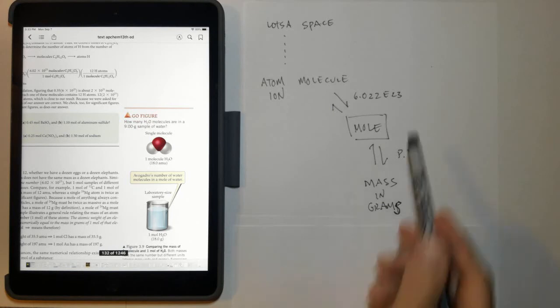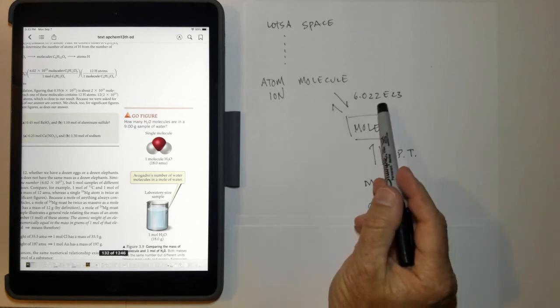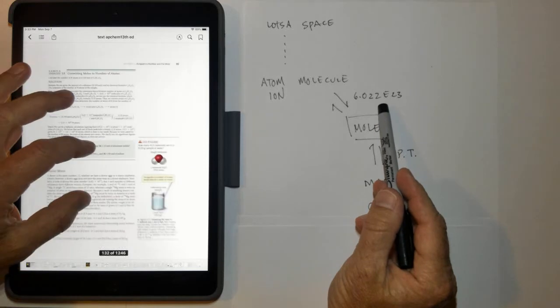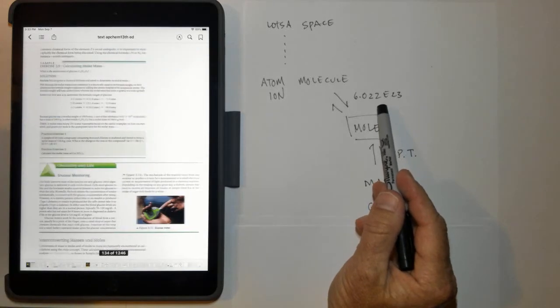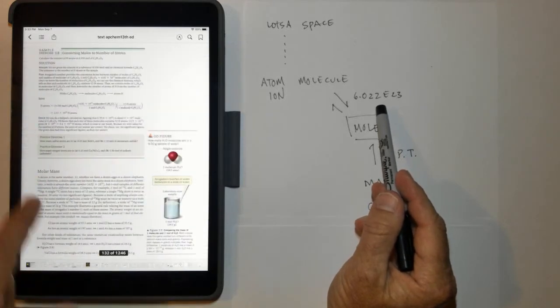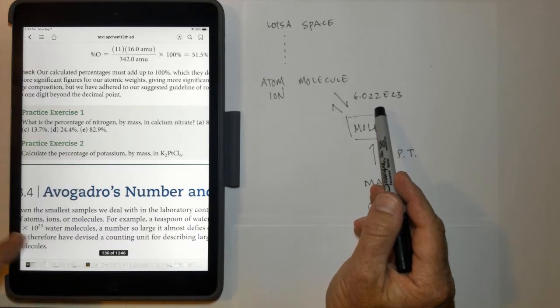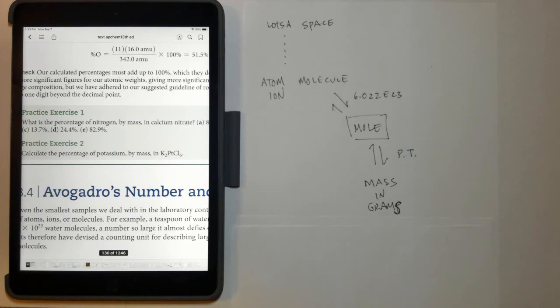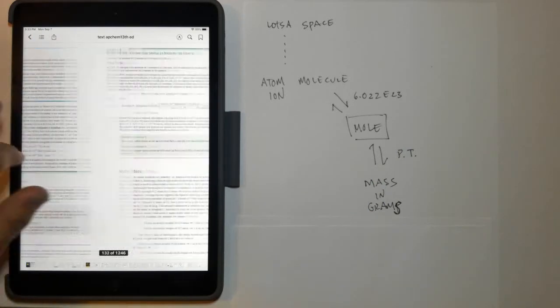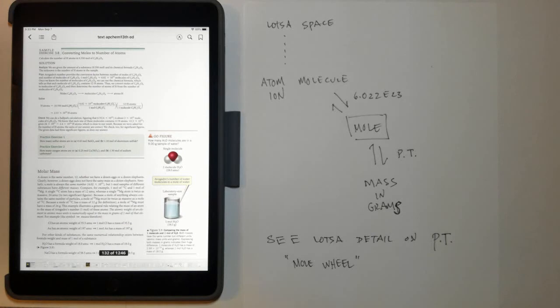So this number is called Avogadro's number because the scientist Amedeo Avogadro was the first one to come up with that numerical value, and people didn't really believe him when he first came up with it. But after he passed away, it turns out that everybody pretty well accepted it. So we'll see lots of detail of this outlined in your periodic table.